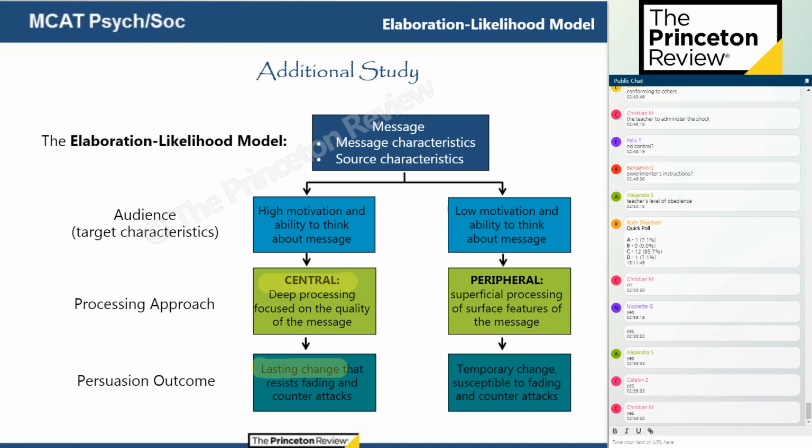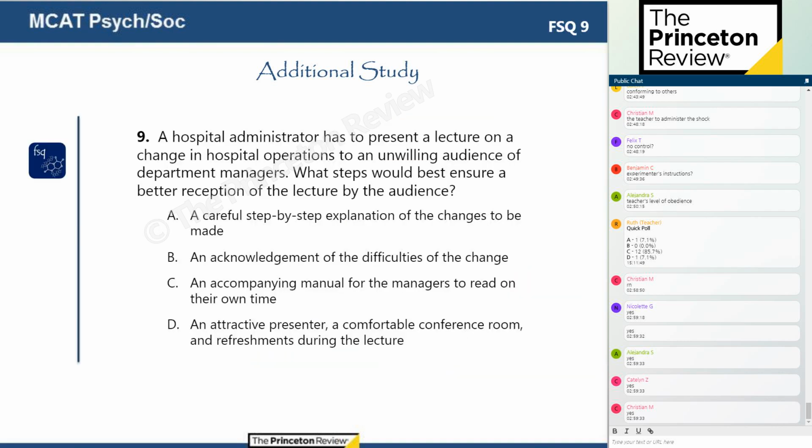If the audience either is not motivated or doesn't have the ability to critically think and analyze, then we've got to go to the peripheral route, right? And the peripheral route, the best you can get there is temporary change. So let's take a look at this and apply it in this freestanding question.